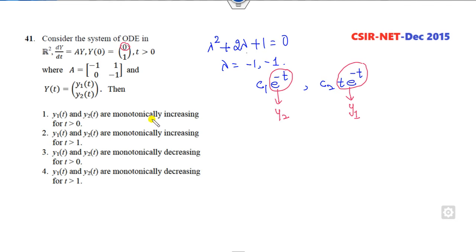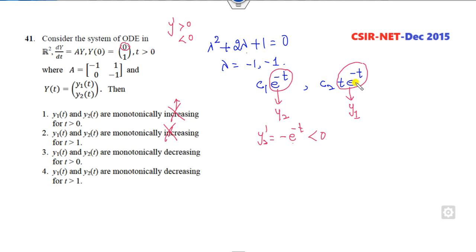y1 and y2 both monotonically increasing. So how can you check increasing or decreasing? We can take the derivative, less than or greater than 0. What is the y2 dash? Which is less than 0. It's decreasing. So first option cancel, this option cancel out.